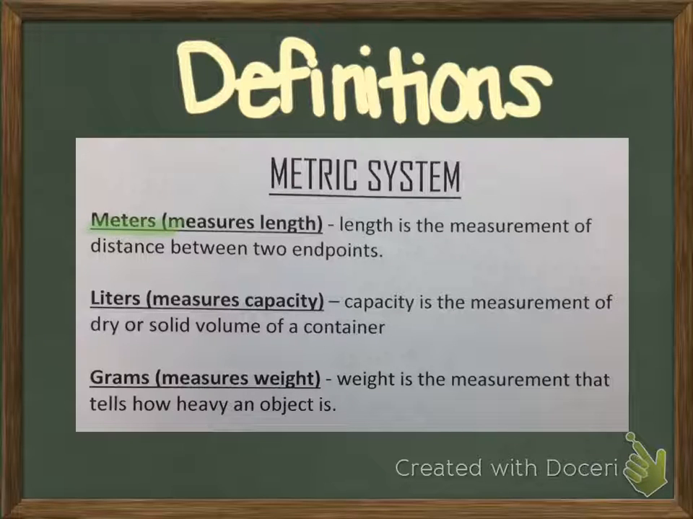Meters, liters, and grams are what we use to measure within the metric system. Meters measures length, the measurement of distance between two endpoints. Liters measures capacity. Capacity is a measurement of dry or solid volume, and grams measures weight. Weight is the measurement that tells how heavy an object is.